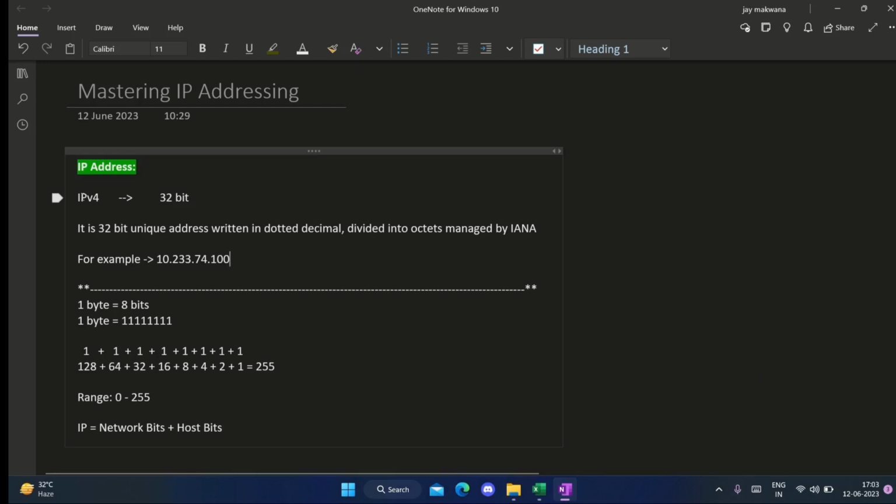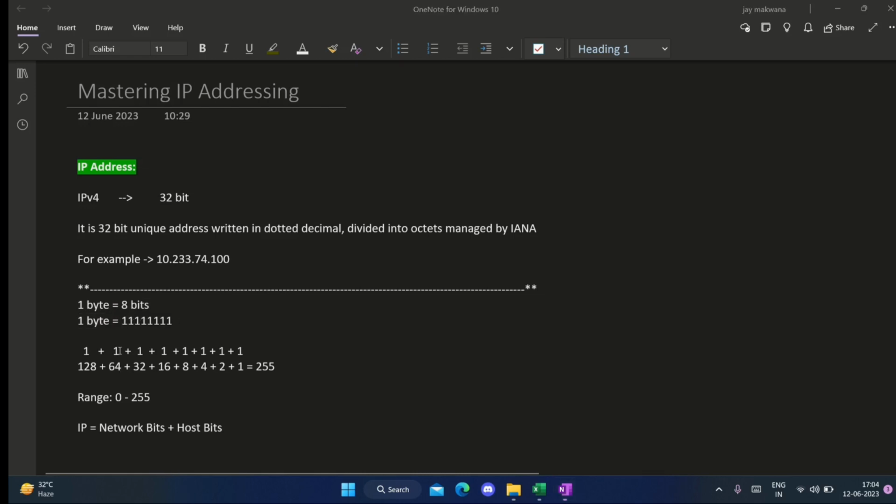Now we have seen that IPv4 is 32-bit, right? A 32-bit address is a unique address given to a system, and the format of IPv4 is dotted decimal. This is one thing you need to remember, and IPv6 is in hexadecimal format. IPv4 is divided into 4 sections, and each section is an octet, meaning 8 bits. An IP address consists of 4 bytes, or 32 bits. 1 byte equals 8 bits, you know, right? The maximum value of 1 byte is eight 1s.